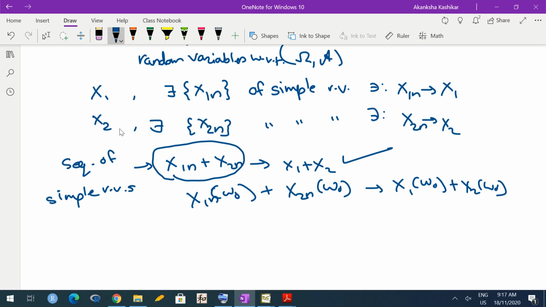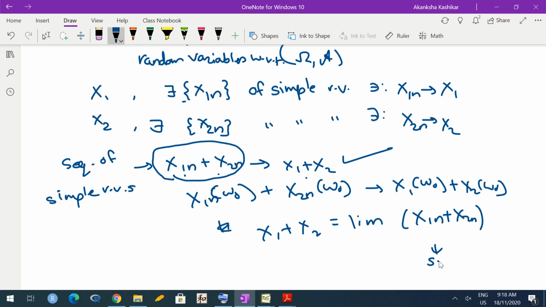See, x1n is a sequence of simple random variables, x2n is a sequence of simple random variables, and we have already proved that addition of any two simple random variables is a simple random variable. So x1n plus x2n is a sequence of simple random variables, and x1 plus x2 becomes the limit of that sequence, and we know that the limit of a sequence of random variables is also a random variable. We discussed this at the beginning of this lecture. Limit of a sequence of random variables is also a random variable. So x1 plus x2 is the limit of x1n plus x2n.